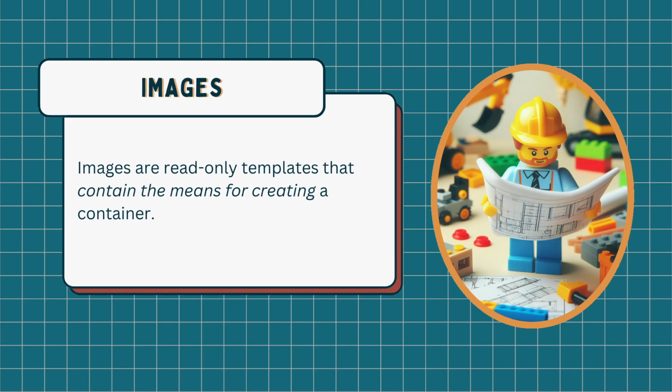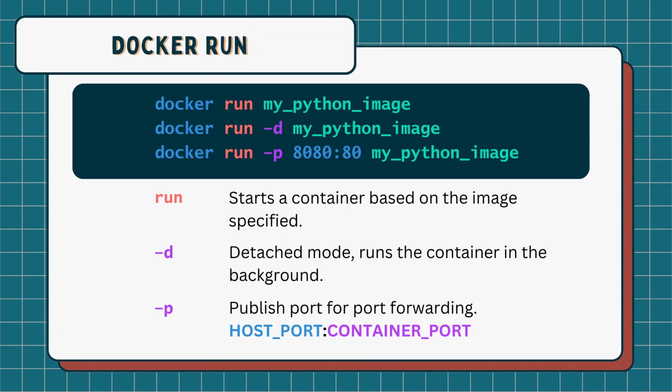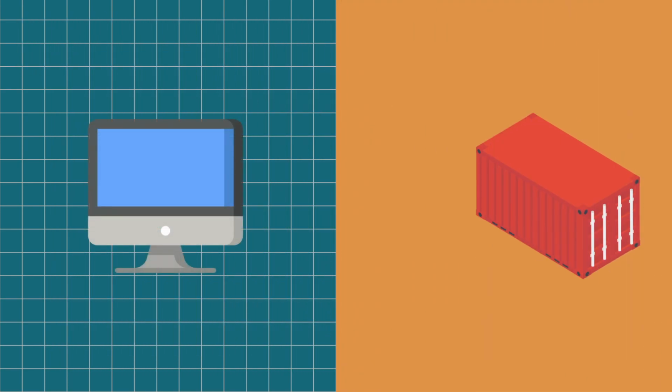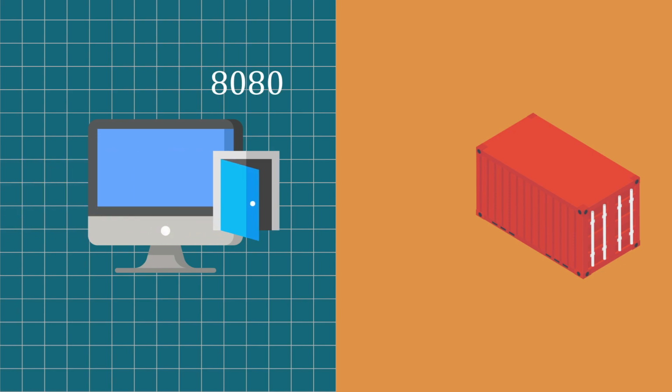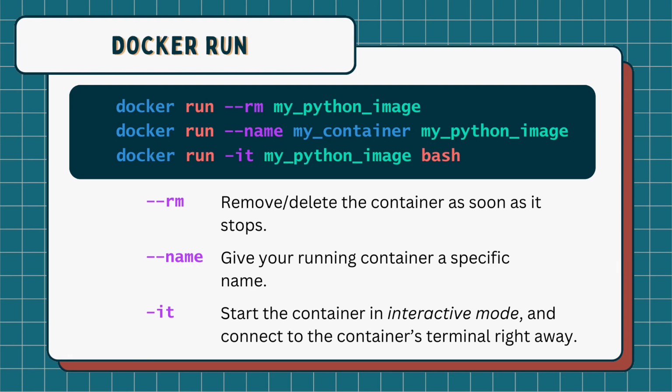So now that we have our first image, let's start a container. Here, Docker run is used to start a container based on an image, and the image we have specified is my Python image. The D flag means to run the container in the background so you have control of your terminal. P is to publish a port. This will map a port from the host machine to the port on the container. To clarify, here we will forward traffic from port 8080 on the host machine to port 80 on the container. --rm is to get the container to remove itself as soon as it stops.